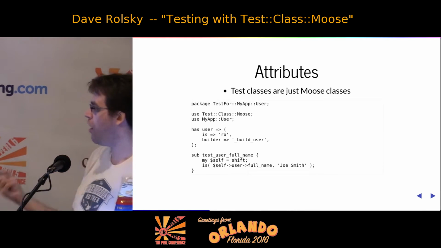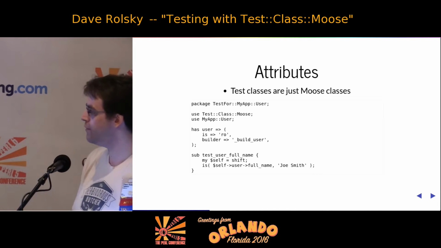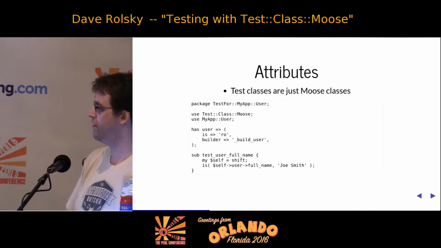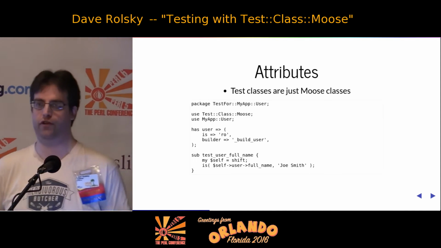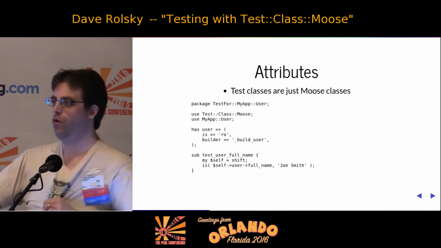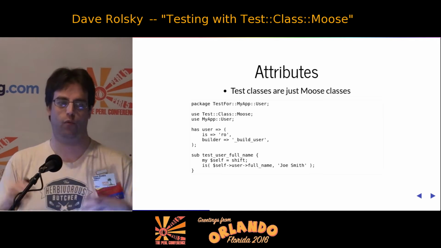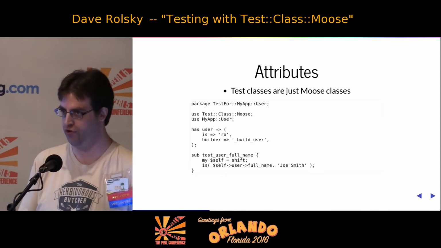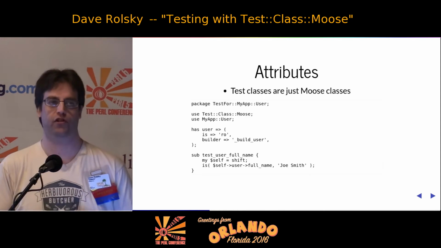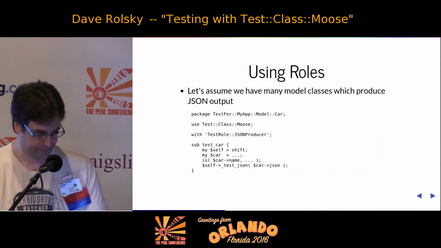Because these test classes are also Moose classes, you can have attributes on those classes. So we can write, just like we would with Moose, has user, and so on. And then inside our test methods, we can refer to those attributes. This is where I was getting at the idea of if you want to do setup or some sort of shared state in your code, like let's say you're testing your user class and you want some methods for creating different types of users, it's very useful to be able to share that sort of stuff and refer to it in an object-oriented fashion.